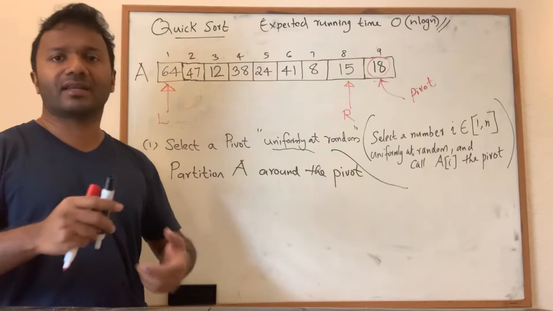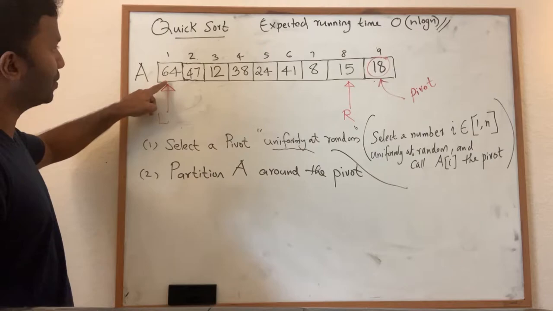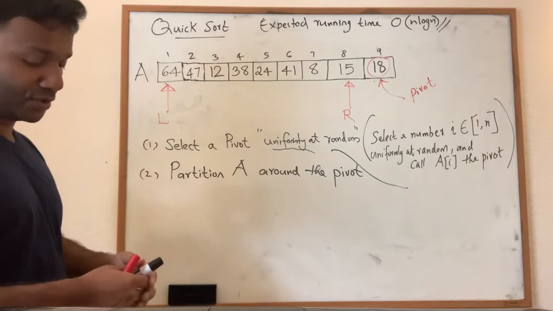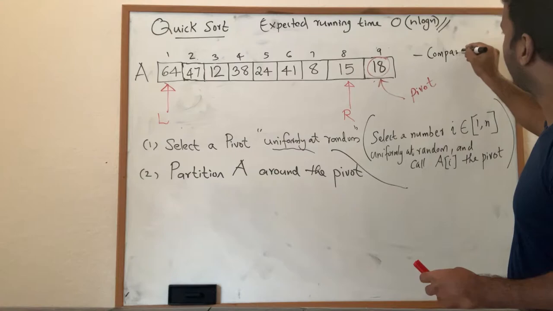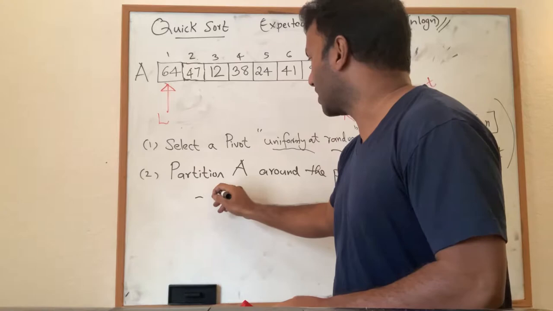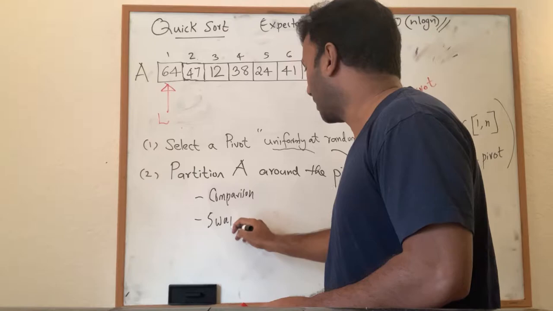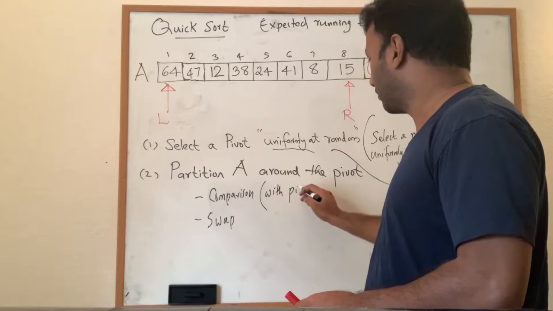Initially the left pointer is pointing to a position and I'll compare this number with the pivot. There are two main operations I'm going to do: comparison, then swap, and the comparison is always with the pivot.